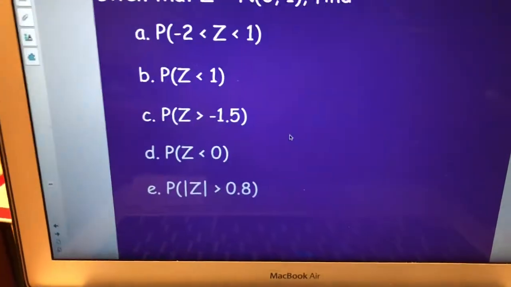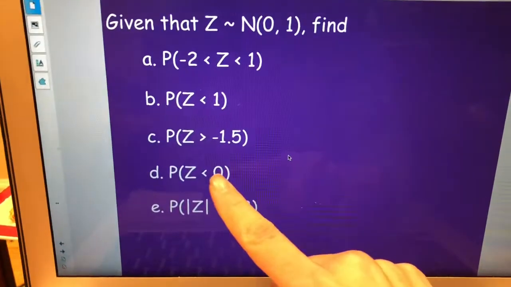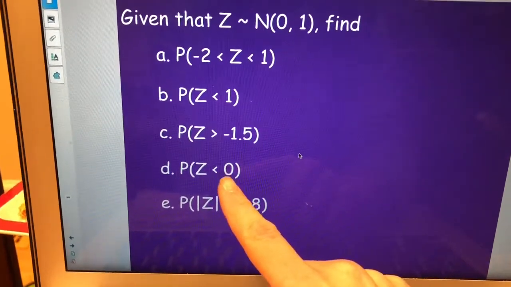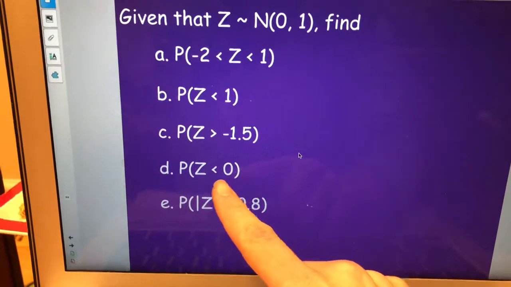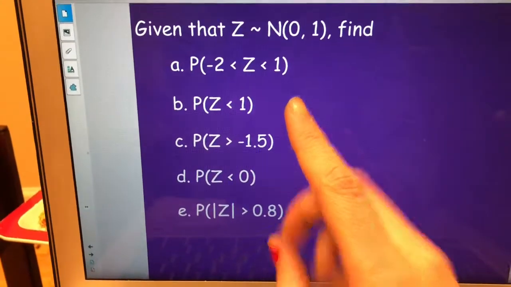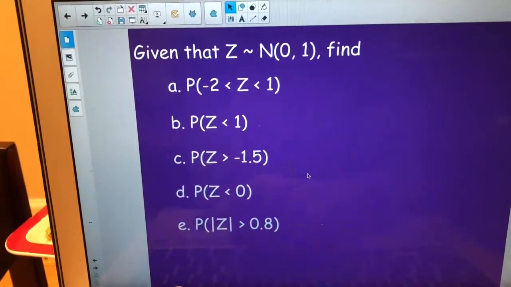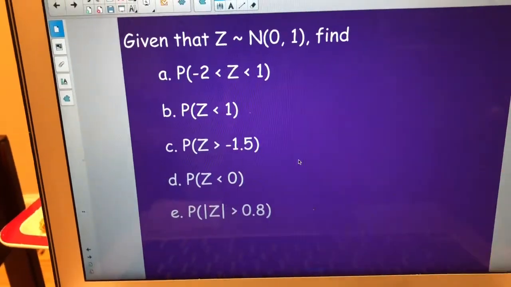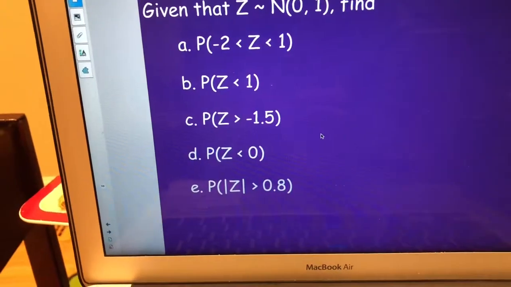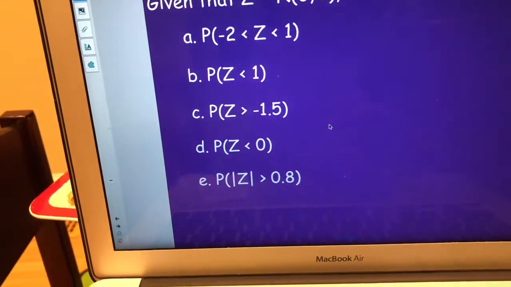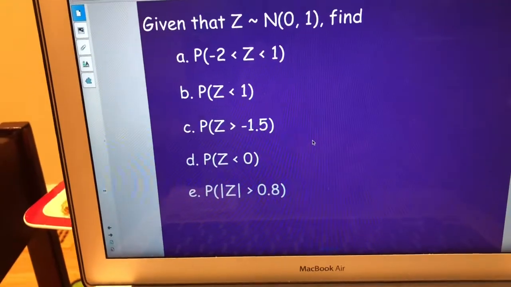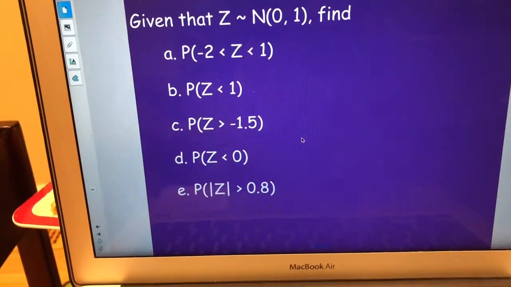Okay, for part D, anytime you're looking for the probability that your random variable is going to be less than or greater than your mean, your answer is going to be 50%, because you have to remember that your mean is splitting your data right in half, which means that the probability that you're going to have a value that is less than your mean is going to be 50%. The probability that you're going to get a value that is greater than your mean is 50%. So I'm going to skip to part E.